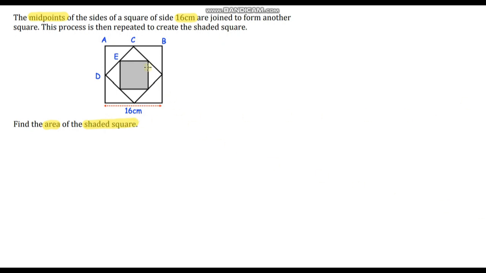So first of all, we're starting off with a square that is 16 centimetres by 16 centimetres. And then we're told that the midpoints, so these are midpoints of the square, are joined to form another square. So first of all, let's calculate the side length for this square. So we know that these are the midpoints. So if I just take one of the triangles, that's not a very good drawing. So let's take one of these triangles.